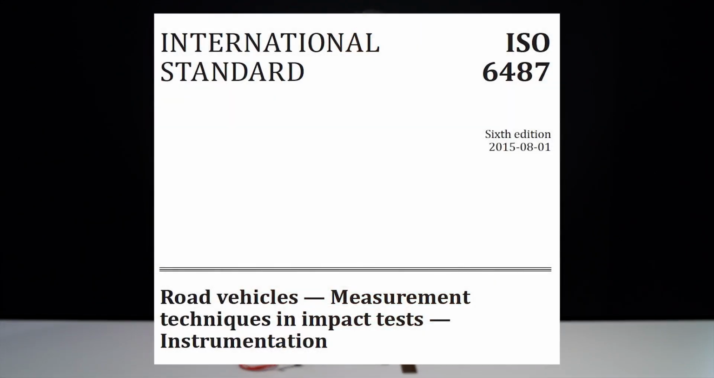SAE J211 focuses on instrumentation for impact testing, but it has very broad application in any application where you're taking high-quality measurements. In certain parts of the world, there is a corresponding document called ISO 6487. It is a document published by the International Standards Organization, and the committees that write both of these documents work very hard to try to keep the two harmonized.